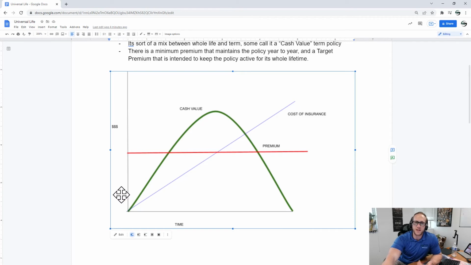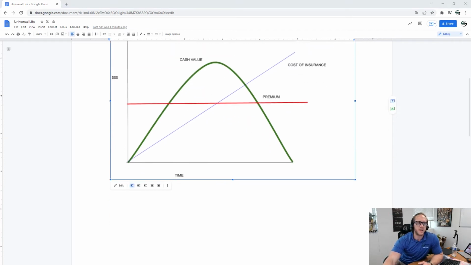So universal life does have cash value, but it's not really the type of policy that you're going to want to dip into the cash value for, because it's going to impact how long the policy is in force for unless you start making extra payments or pay back the cash value that you took out. So you can do a surrender of the cash value.